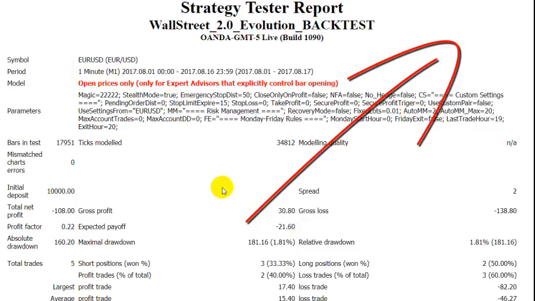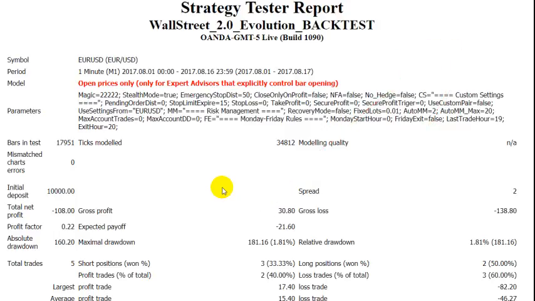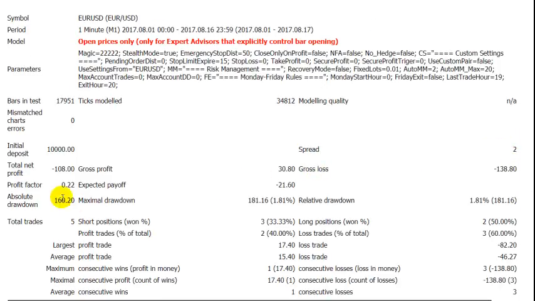I can tell you here that the results aren't that good for the month we have here. I also want you to note that I'm using a spread cost of 2, just to keep everything simple. You can see that the profit factor is 0.22, not very good. So you would have had a losing month, or basically half a month, trading.